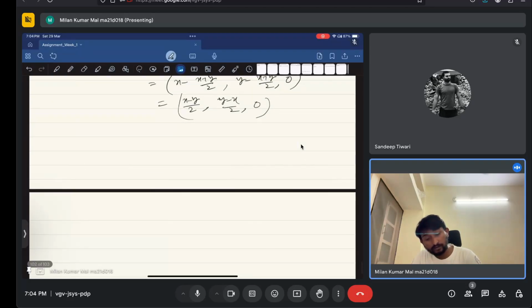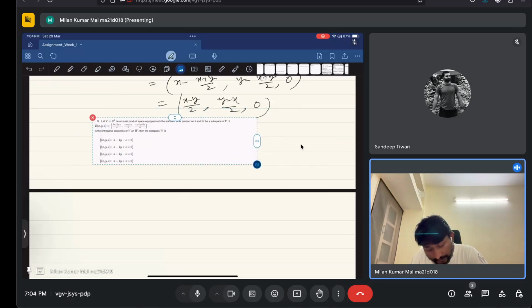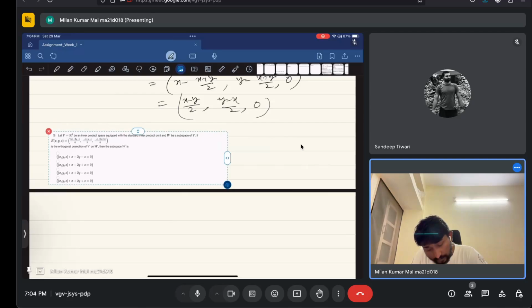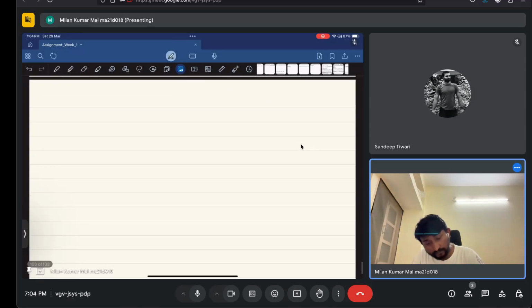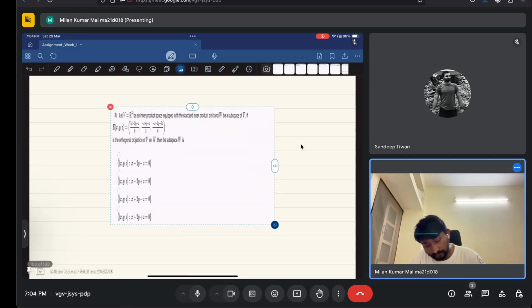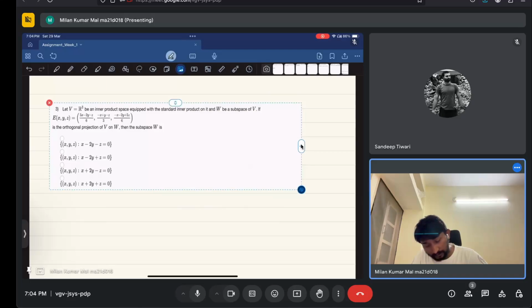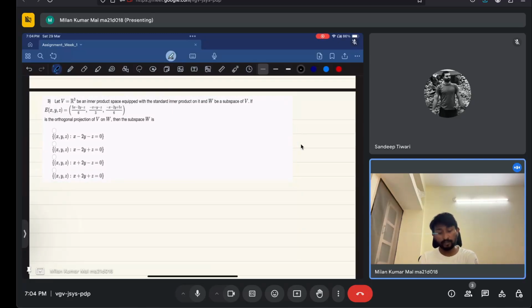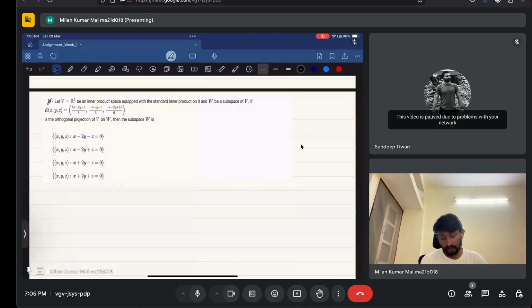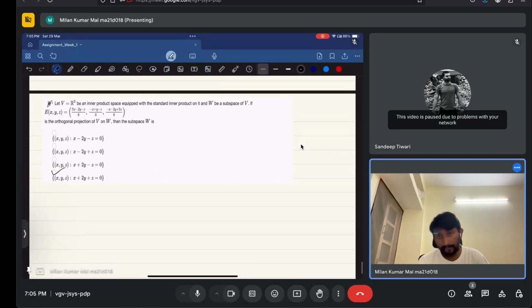So let's go to the third problem. What it says: let V equal R3 be the inner product space with the standard inner product and W be a subspace of V. If E of X, Y, Z is given this way, option D, I think. Okay, I understand, you are saying this one, right? Yeah, this is the correct option. With the orthogonal projection of V on W, what is the subspace it is asking?